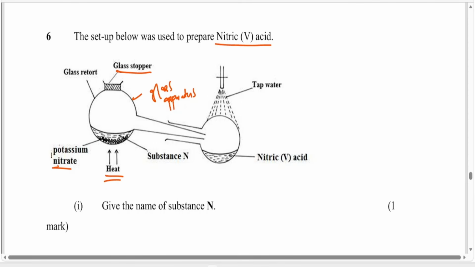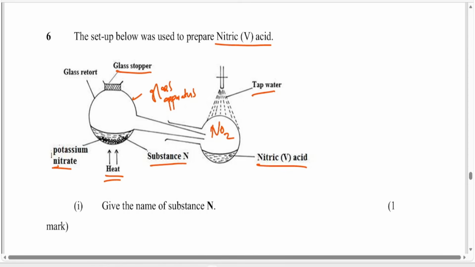Then we have substance N. And then we have preparation of nitric(V) acid. And there is tap water here, meaning this acid is first collected in the form of a gas, which is later condensed to a liquid.